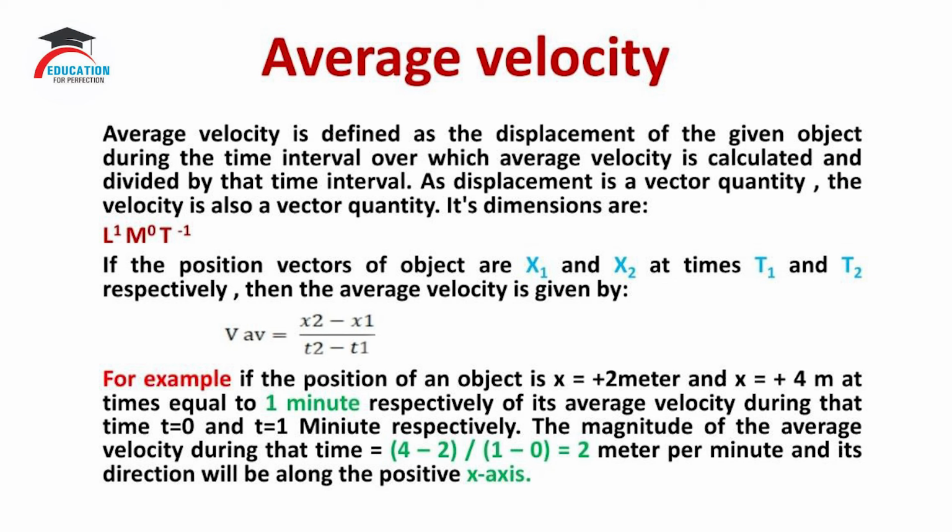For example, if the position of an object is x equal to 2 meters and x equal to plus 4 meters at times t equal to 0 and t equal to 1 minute respectively, find its average velocity during that time. The magnitude of the average velocity during that time will be equal to (4 minus 2) divided by (1 minus 0), which is equal to 2 meter per minute, and its direction will be along the positive x-axis.